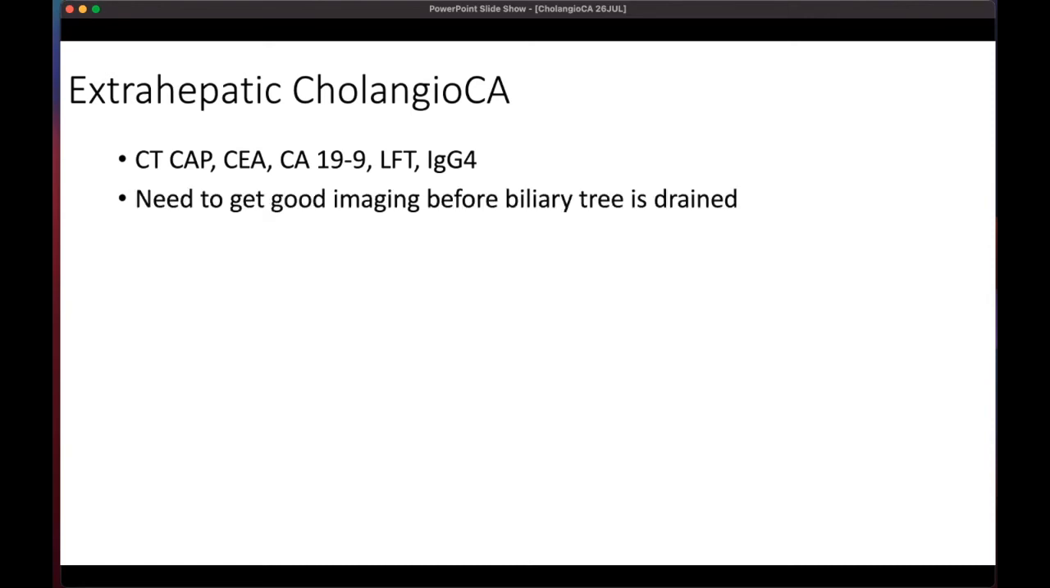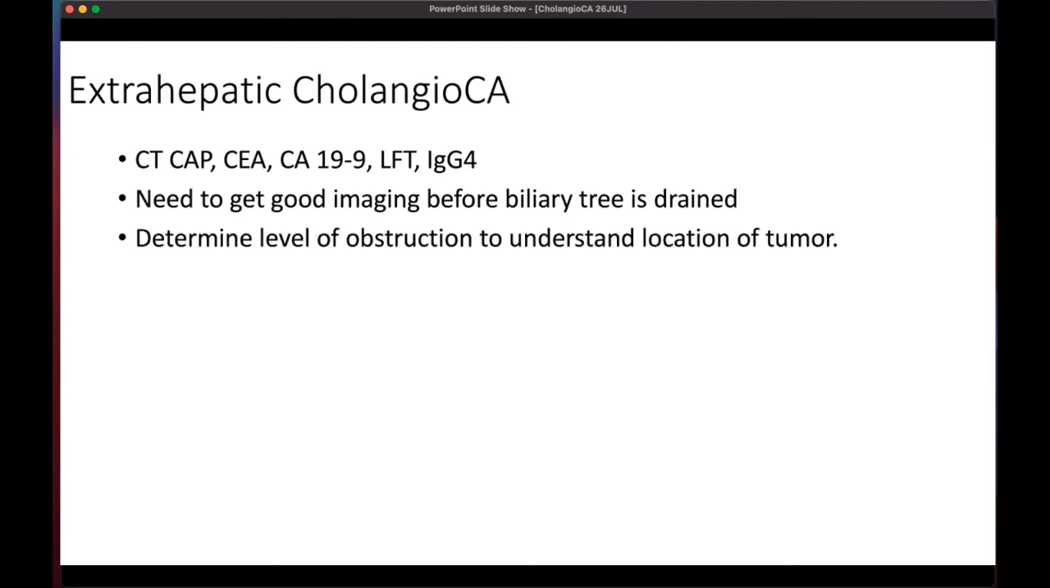So again, we talked about this, get your good biliary imaging before the biliary tree is drained, just to determine the level of obstruction to understand where the tumor is. This is one thing that I was taught that I always thought was really interesting, is to look at the gallbladder. So sometimes it's really hard to tell what's going on. You can see the confluence, but then it kind of cuts off near there and you're not sure.